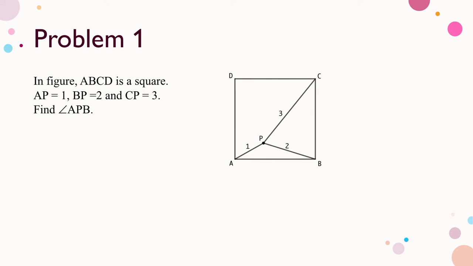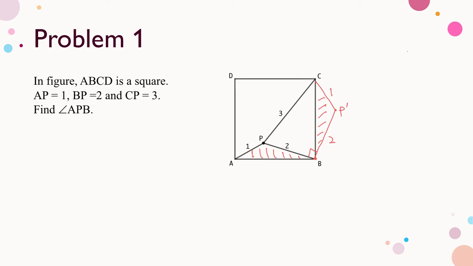Here, I suggest another approach, which makes good use of the condition of a square and tries to connect the 3 given lengths in a triangle so that it can be solved easily. The way to do this is by rotation. Rotate triangle ABP about B clockwise by 90 degrees so that A coincides with C and P goes to P prime.